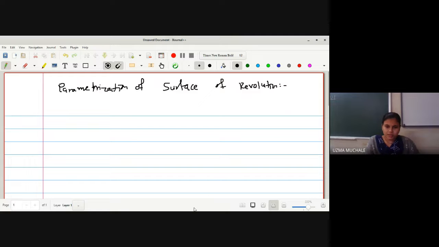Parameterization for the surface of revolution. Okay, so what is there? Find the parameterization of the surface of revolution obtained by revolving the curve C, which is in the upper half plane of the xy plane, about the x-axis. Revolution we have already seen, but now we want to find its parameterization.